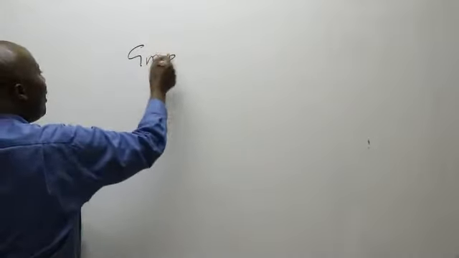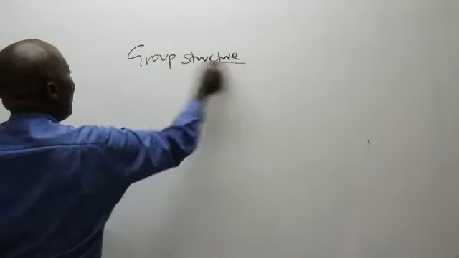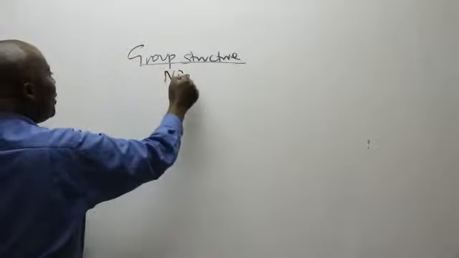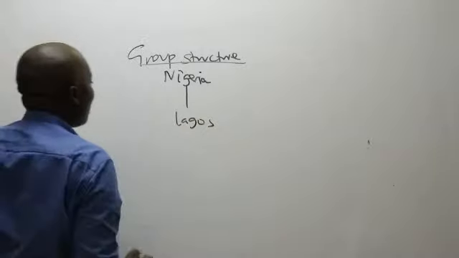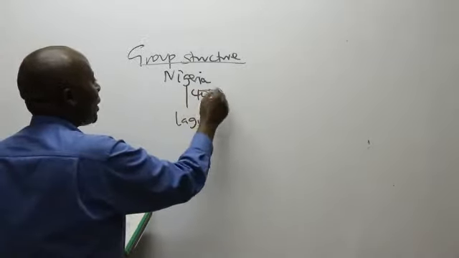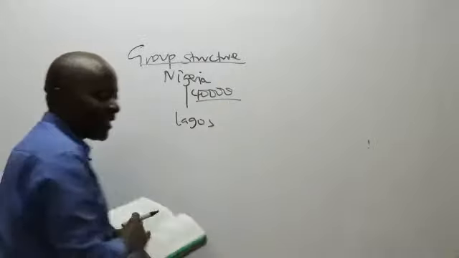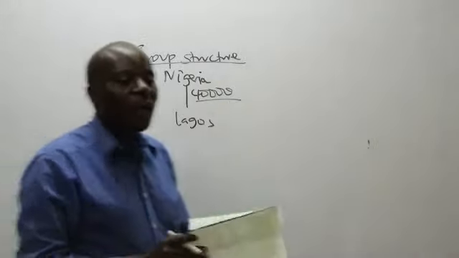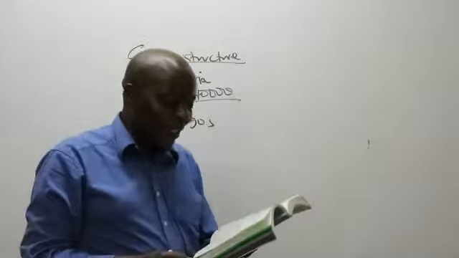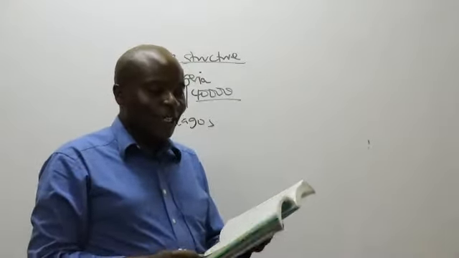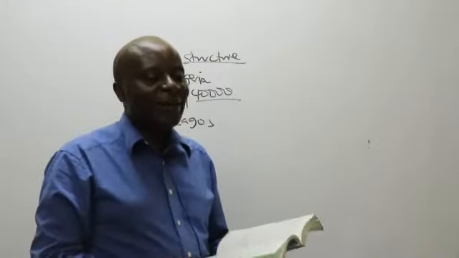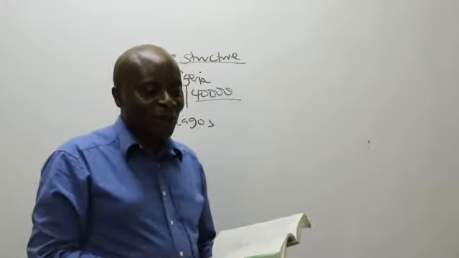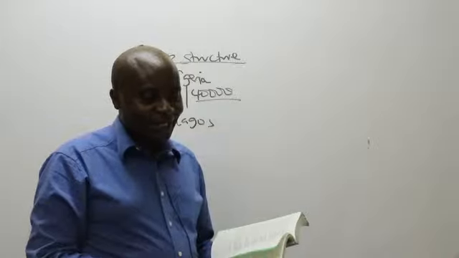So group structure, what do we have here? We have, ladies and gentlemen, a company, in this case called Nigeria, buying a smaller company called Lagos. But remember, they took how many shares of Lagos? 40,000. Out of how many shares does Lagos have in total?